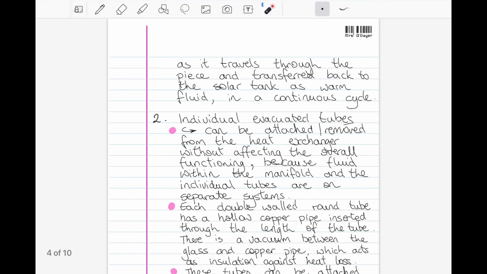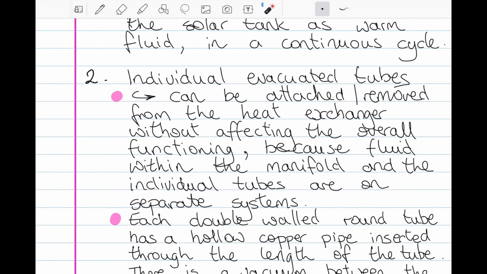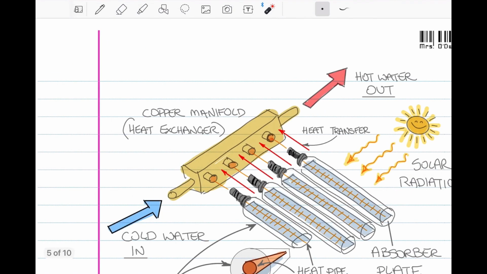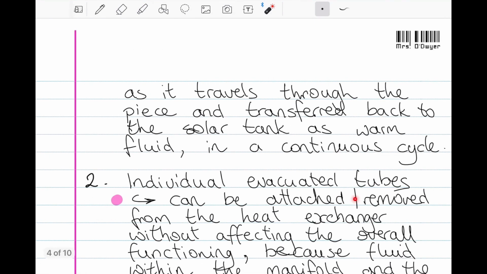Okay, so individual evacuated tubes, right? What's the story with them then? So each individual one, they can be attached or removed from the heat exchanger without affecting the overall functioning. Why? Because fluid within the manifold and the individual tubes are on a separate system. So in other words, you can screw and unscrew these evacuated tubes here one by one in order to replace or fix, and you won't mess with the system. The system will still work. Naturally enough, the less tubes you have, the less heat you have, the less efficient the system. Okay.